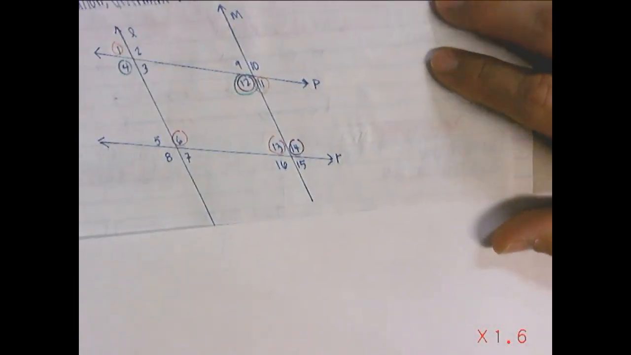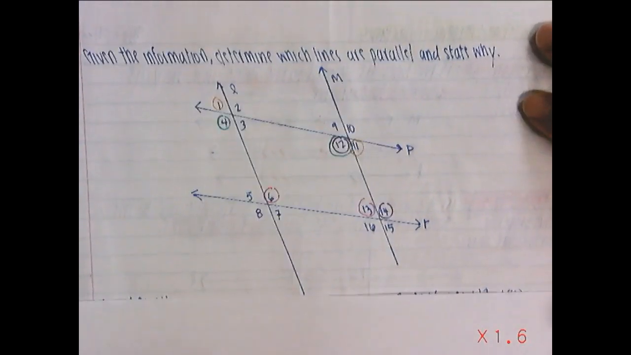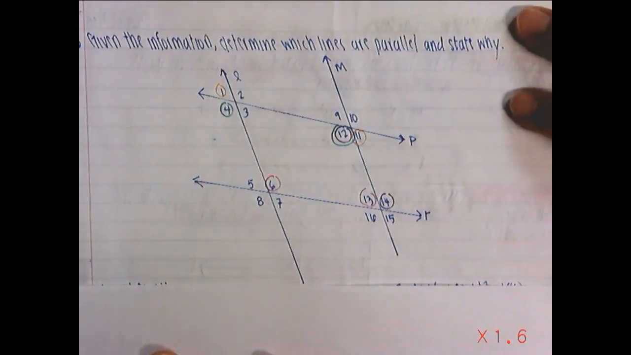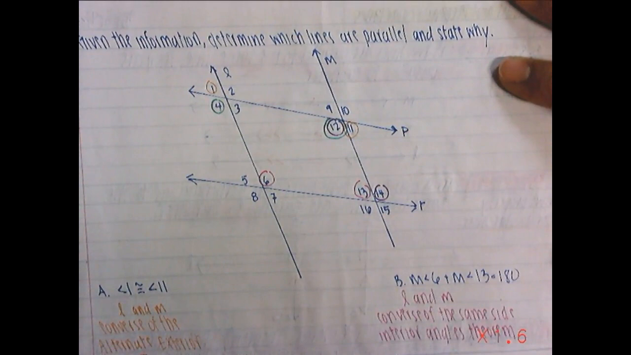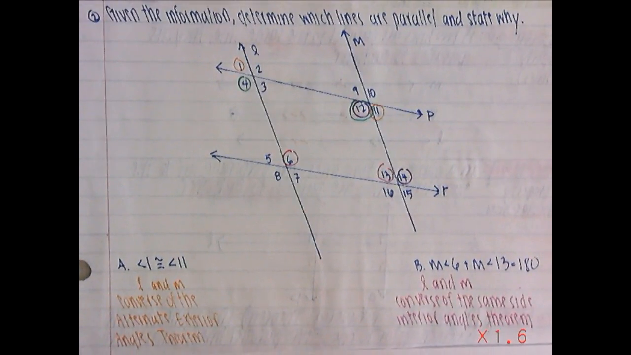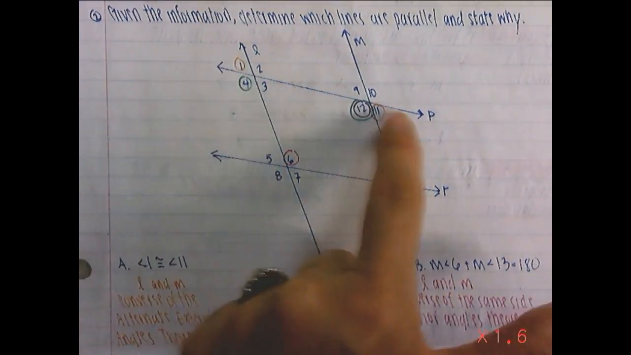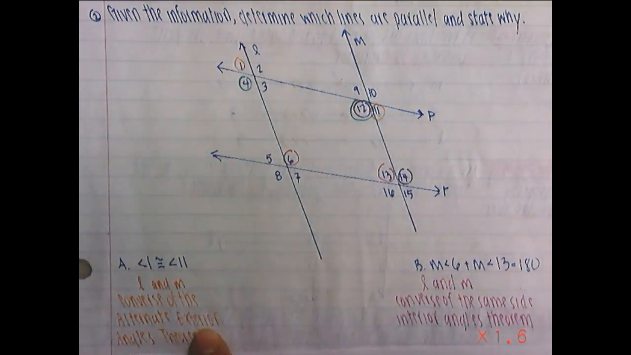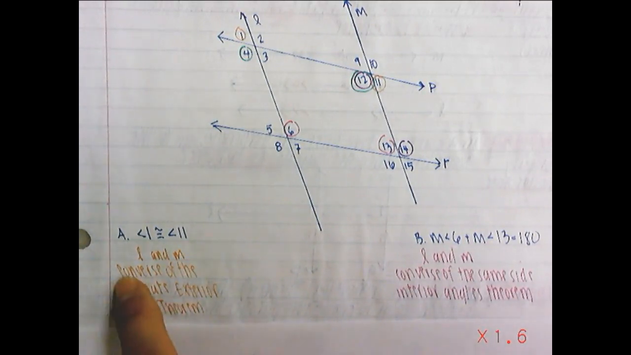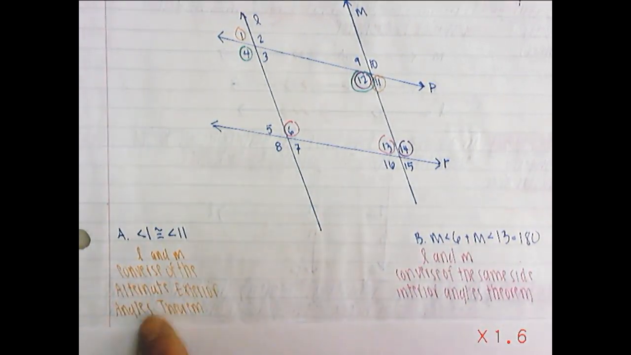Okay, then right here we have this example. Given the information, determine which lines are parallel and state why. I'm going to look at A and B first. Angle 1 is congruent to angle 11. Those are alternate exterior angles. Because they're alternate exteriors, I could say that line L is parallel to line M based on the converse of the alternate exterior angles theorem.